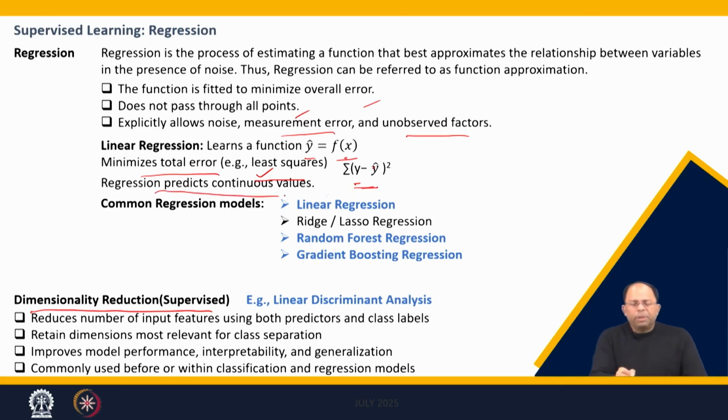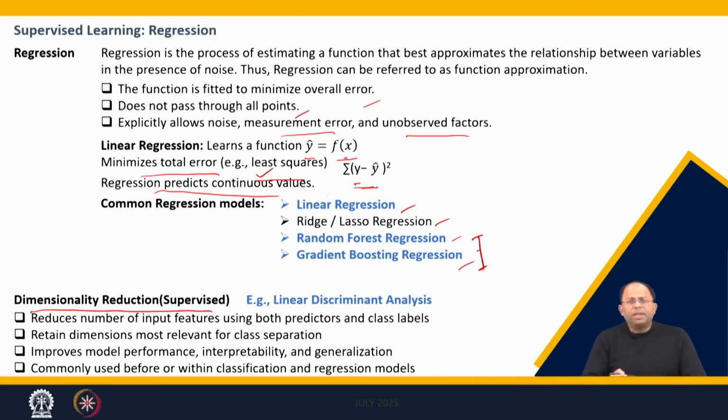So regressions will predict continuous values, and there are different regression models: linear regression, ridge and lasso regression, random forest regression, gradient boosting regression. We have discussed these earlier as well. Out of these, we will learn about decision trees and its ensemble techniques. These are usually used for classification tasks, but could be used for regression tasks as well.